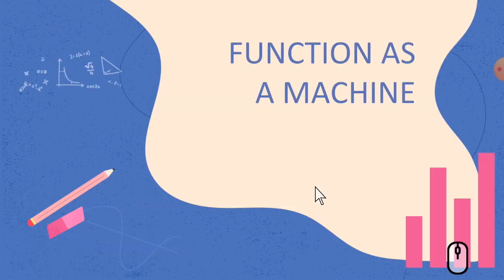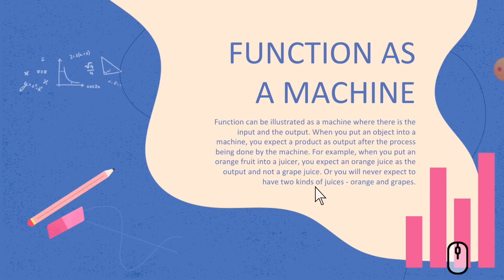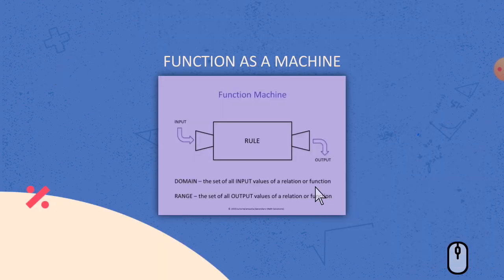Next, function as a machine. So sabi natin, function can be illustrated as a machine where there is the input and then the output. When you put an object into a machine, you expect a product as output after the process being done by the machine. So like for example, when you put an orange fruit into a juicer, you expect an orange juice as the output and not a grape juice, or you will never expect to have two kinds of juices, which is the orange and grapes. So this is an example of a function as a machine.